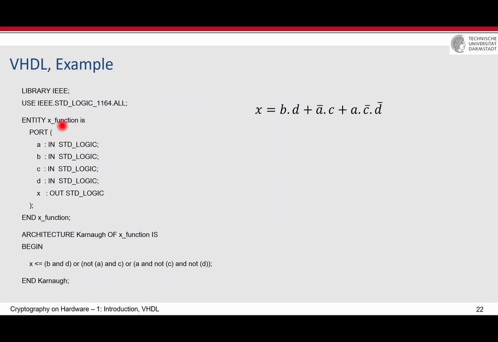Yeah, these definitions mean that this is usually fixed at the start of every VHDL file. And then we define the entity function, this is the port, and A, B, C, D are the 4 inputs, and output is just X. Each of them is a single bit. And then we define the architecture Carnot of X function, begin, what we wrote here easily: X is B and C, which you see here, or not of A and C, which is here, and so on.